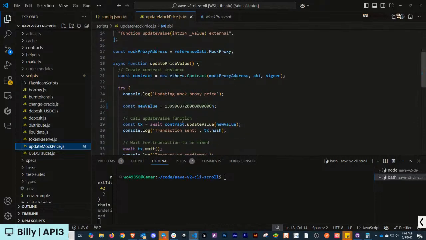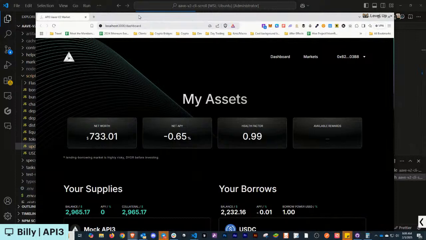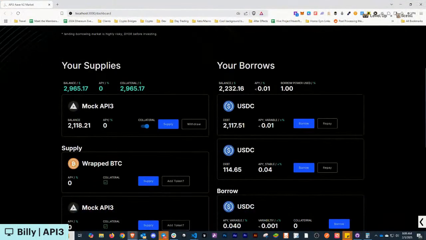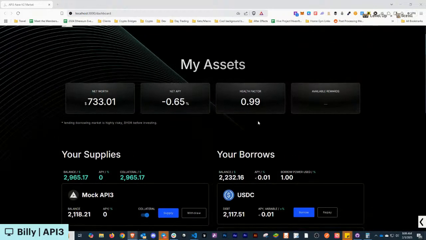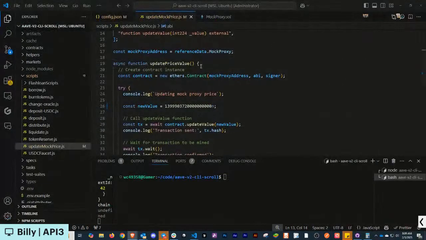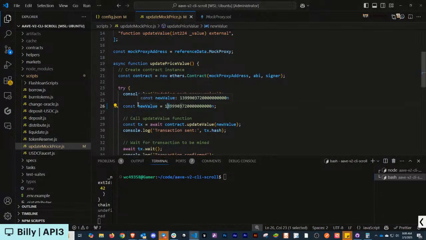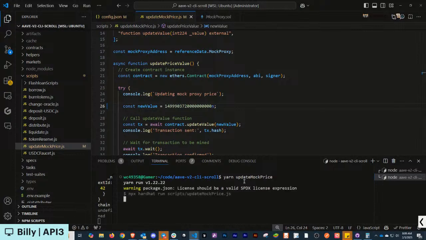I am just changing the price here to bring back this position so you can see it. I have this asset position, I have these fake API3 tokens that I have here. I've deposited my position, I borrowed out USDC, and I magically adjusted the oracle to make my health factor 0.199. But just to show you how this worked with update mock price, I have this 139. I'm just going to change it to 4. And let me see, it's yarn update mock price. It will update the price and then it'll reflect on your position.